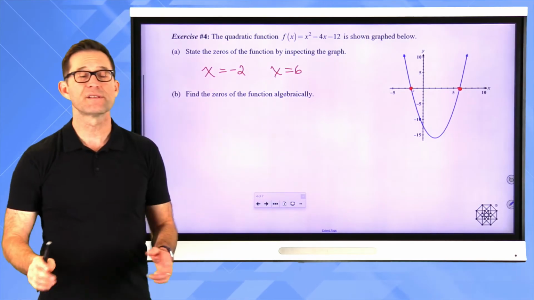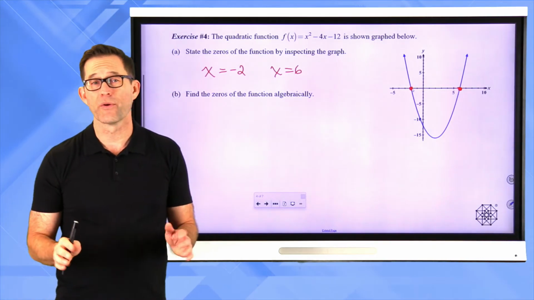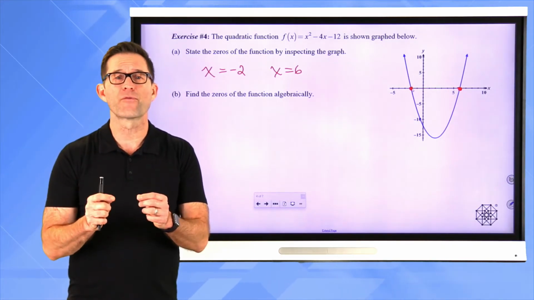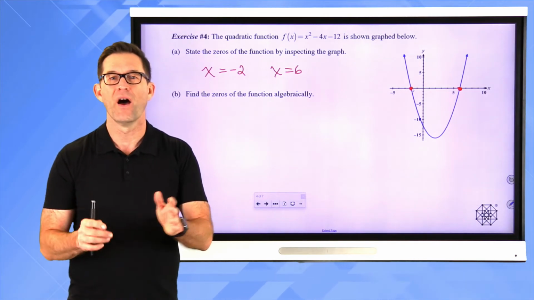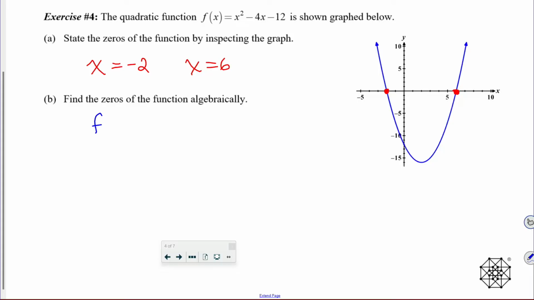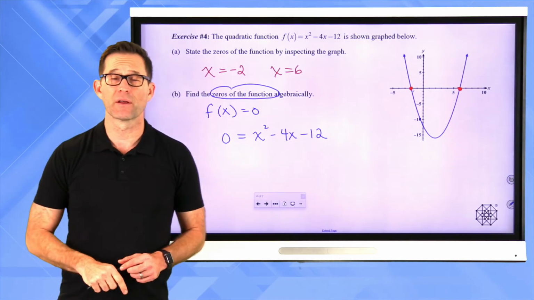All right. Let's now take a look at letter B. Find the zeros of the function algebraically. Finding the zeros of any function, whether it's a quadratic function, a linear function, or anything else, is straightforward from the first step perspective. I need to set the output f of x equal to 0. Whenever we're looking for the zeros of a function, we want to set f of x equal to 0. Not x equals 0, that would be the y-intercept, but f of x is equal to 0. So we want to solve that particular equation.